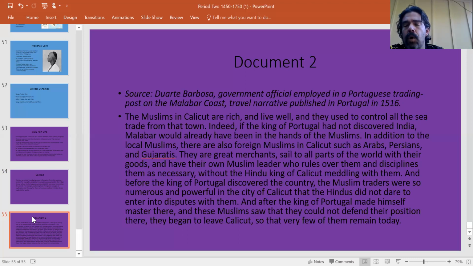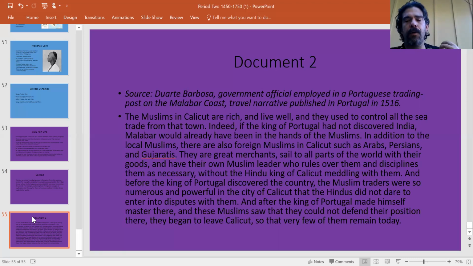So, what is an argument that I would make, and I would use information from this document to support? I would say the impact of Muslims in Indian Ocean trade is declining. And I would quote what it said in the last sentence to justify and back up what I'm saying.